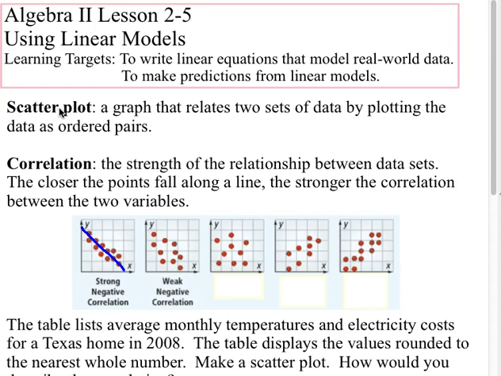This one with the points a little bit more scattered, we're going to call a weaker negative correlation. If you can't see a pattern at all, that's going to be no correlation. This one switches. Now when you sketch a line to represent the data, that line has a positive slope, so we're going to say that is a weak positive correlation. And then this one is getting a little bit stronger, so we can call that a strong positive correlation.